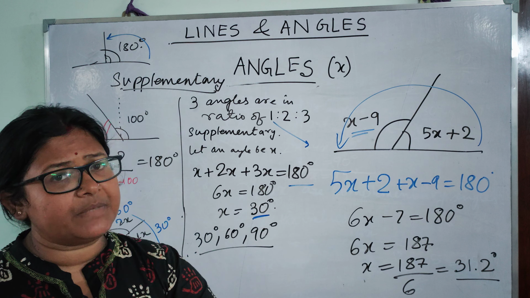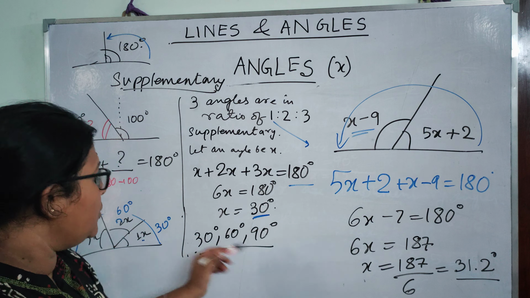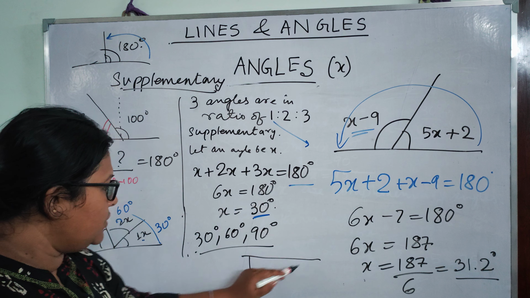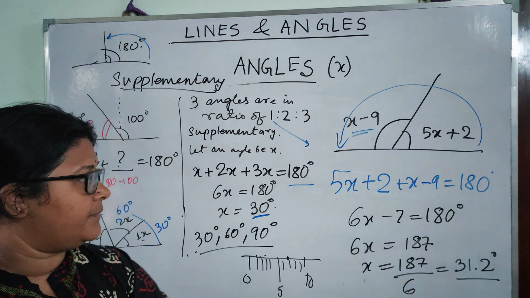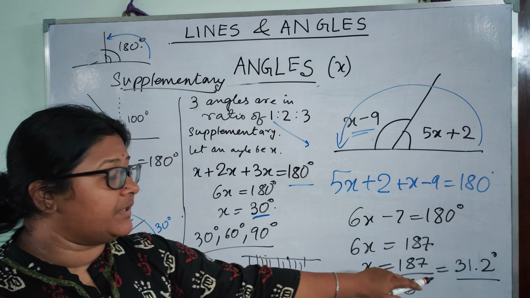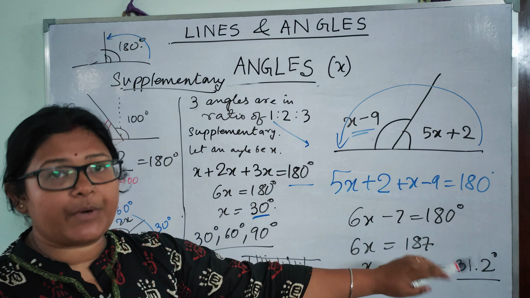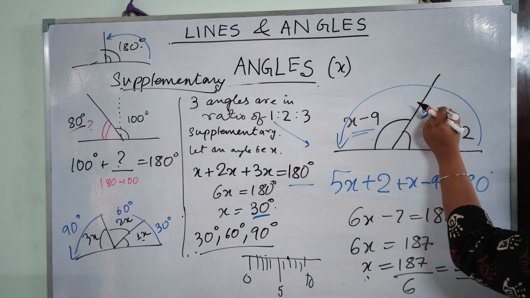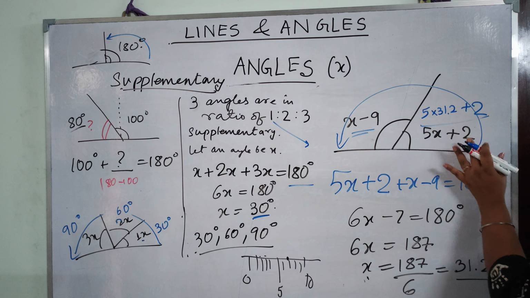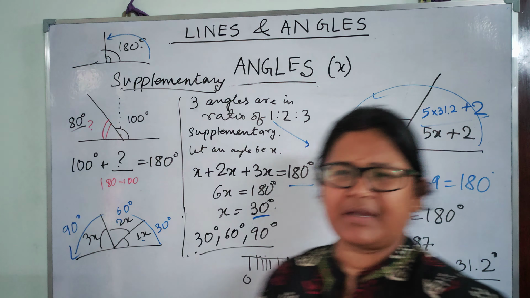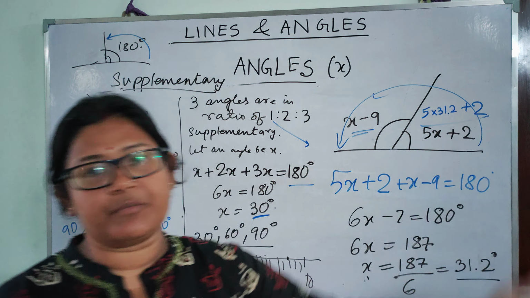Don't worry, the numbers can come in decimals, because you know, in the gradation from 0 to 1 there are 10 divisions. So there can be a point in a decimal. That's absolutely okay. So don't worry about it. So if my x is coming as 31.2, I will place the value of x over here. That means 5x plus 2 means 5 into 31.2 plus 2 will give me the value of this angle. And this angle I can find out just by 180 minus this, whatever answer I'm going to get.